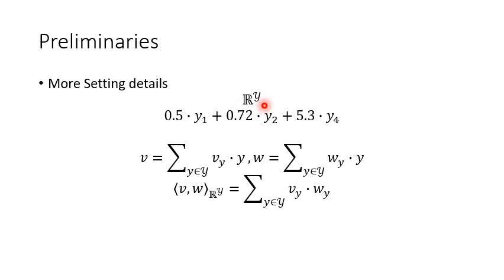And then we can also define inner product between these vectors. So if we have one such vector V and another vector W, their inner product will also be defined naturally by taking the coefficients of the corresponding Y's, multiplying them together, and then summing up all the coefficients, and this will give us a real number.